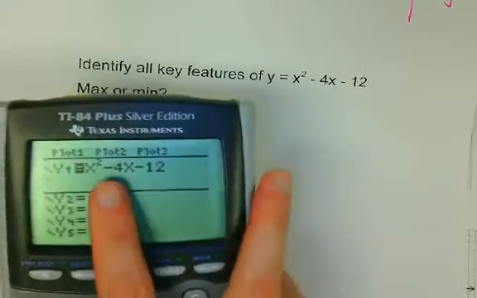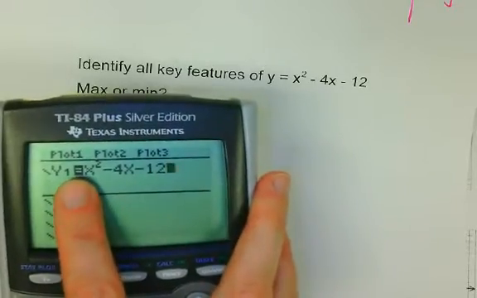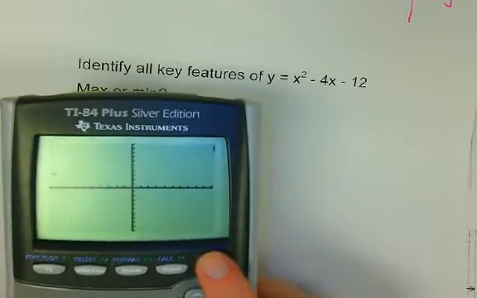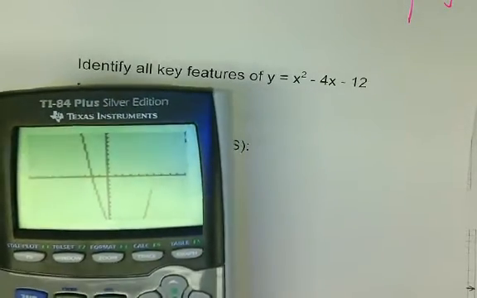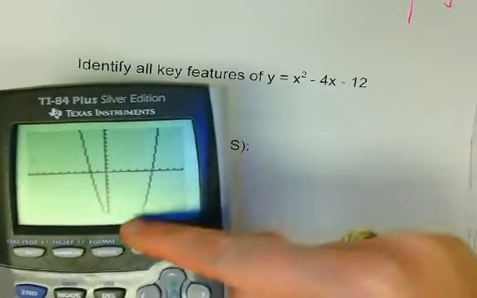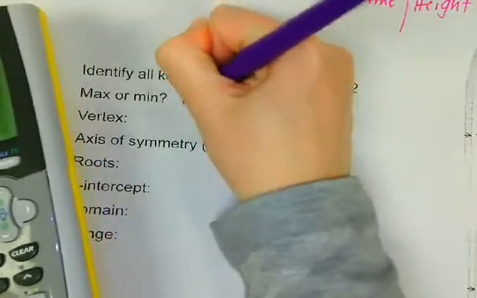Make sure you're using subtraction signs, unless it's at the very front of the equation when you could use a negative. And then I'm going to go to the graph, and I can see that it opens up, and so it has a lowest point, which would be a minimum.